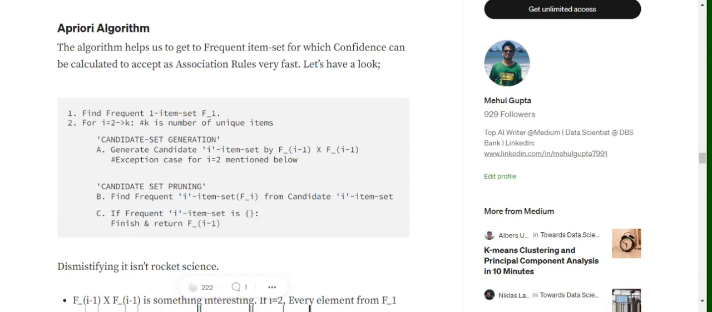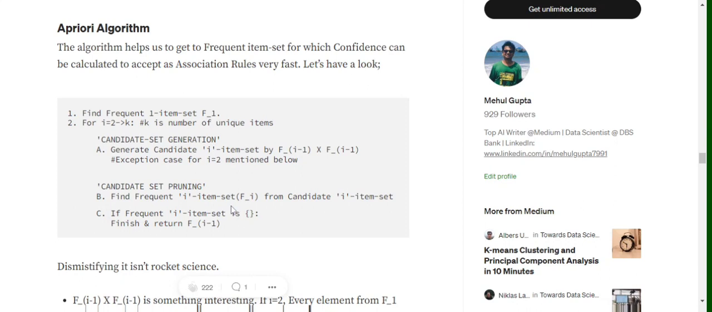Similarly, if i equals 3, then what we would be doing is frequent two item sets cross frequent two item sets. This can be a bit confusing. We will be discussing it in the example below. Once we form the combination, then we need to go for candidate set pruning. So we would be calculating the frequency for this newly generated candidate set using the previous frequent item sets. If the support for this particular rule is greater than the support threshold, we keep that set, else we reject that set from the frequent set.